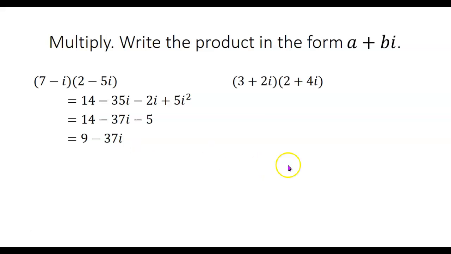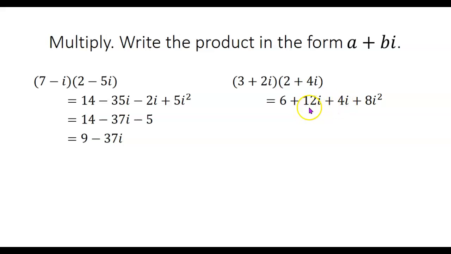Okay, on to the next example. We're multiplying 3 plus 2i times 2 plus 4i. Again, FOIL this out. First, we have 3 times 2 is 6. On the outside, we have 3 times 4i is 12i. On the inside, we have 2i times 2 is 4i. And last, we have 2i times 4i is 8i squared.